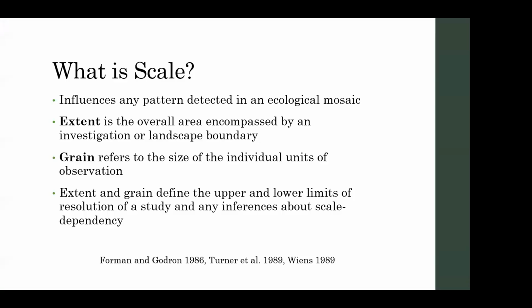So first we have to ask, what is scale? Scale influences any pattern detected in ecological mosaic and is bounded by two values: extent, which is the overall area encompassed by investigation or defining a landscape boundary, and then grain, which refers to the size of the individual units of observation in a study. Extent and grain define the upper and lower limits of resolution of a study, and any inferences about scale dependency have to be derived within those bounds.